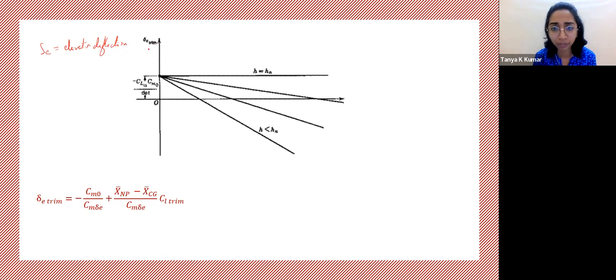required to trim the aircraft at some given CL. And this is the CL, right? So it's between delta E trim and CL. And the equation is given here. So this is the y-intercept and this is the slope.